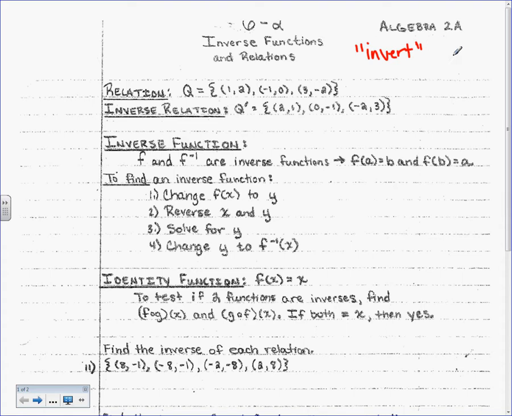What's invert mean, by the way? Like switch them? Something like that, right? Same thing, okay? So basically you're probably inverting x and y today. That's what inverse means, all right?